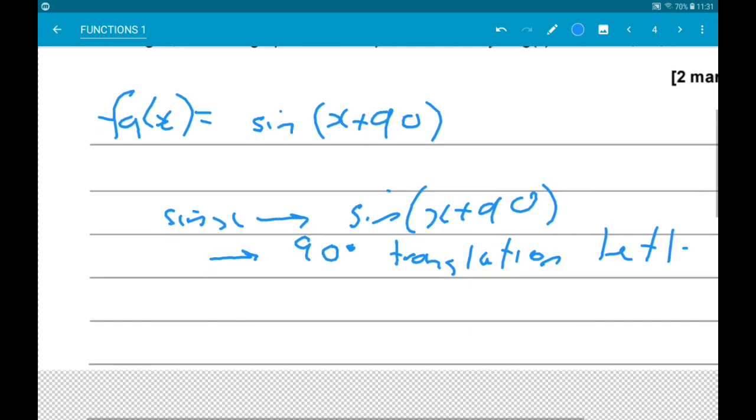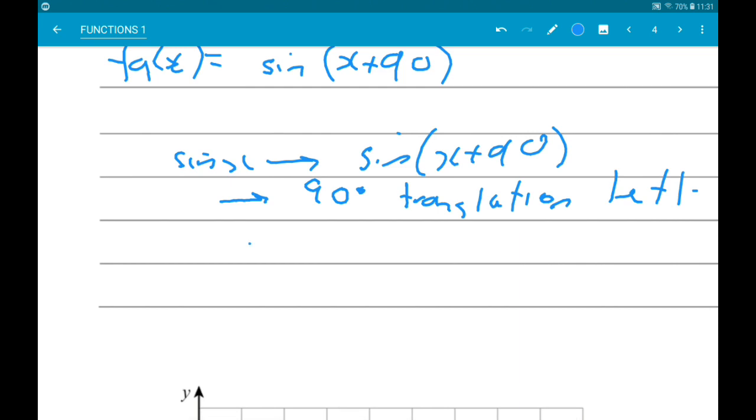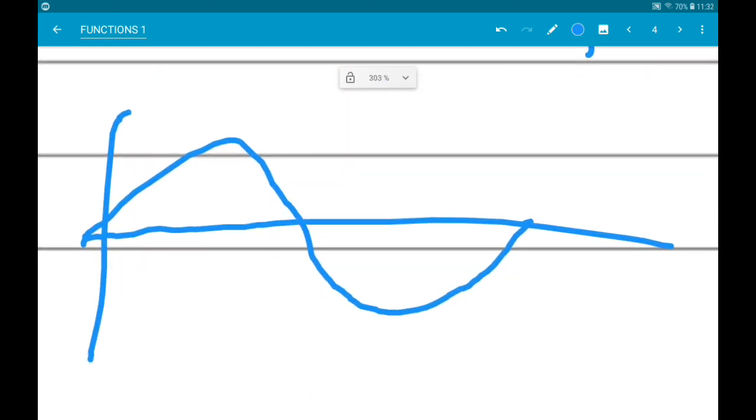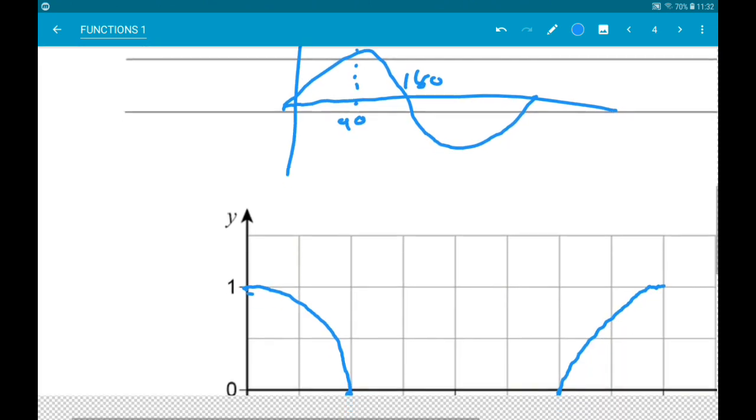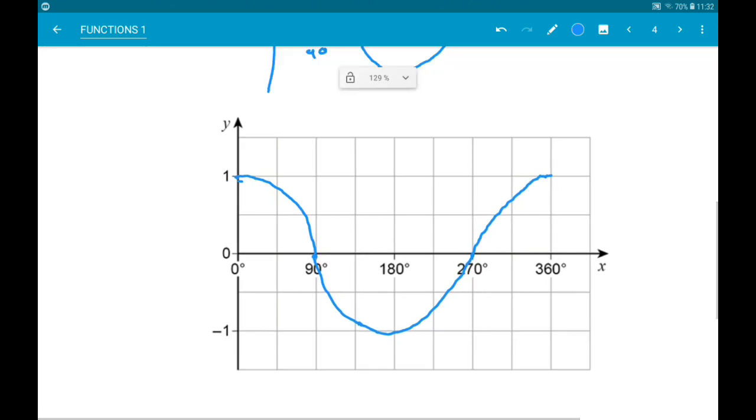So, sine of x looks like this, where this value in the middle is 180. This guy would be 90. So that for sine of x add 90 shifts 90 degrees to the left. And the graph we get looks like that. So it turns out sine of x add 90 is actually cos of x.